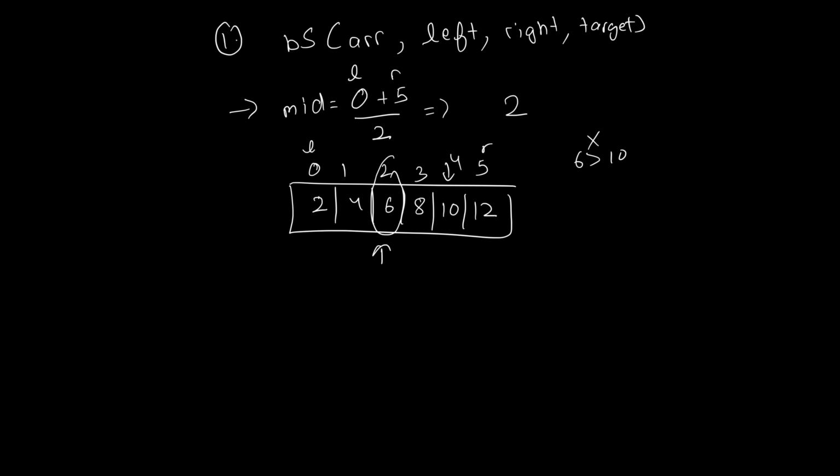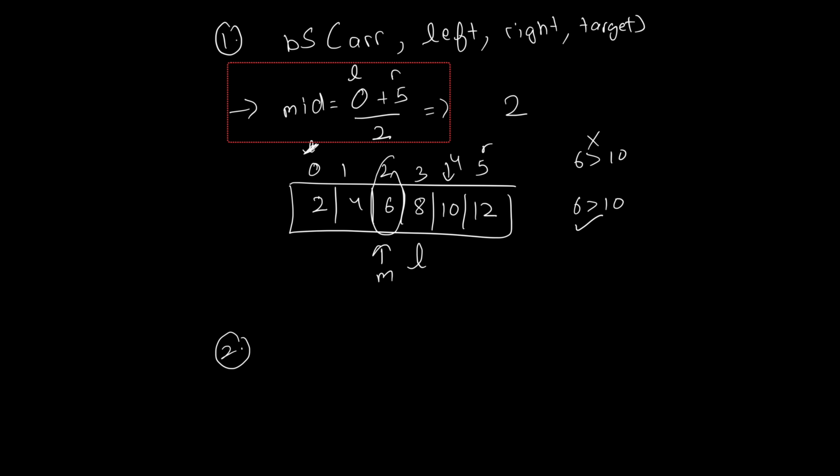Now I go to the third condition, which just says else. That means array at mid is smaller than my target. Array at mid, which is 6, is smaller than the target that I'm looking for. This checks out, so I move my left tracker, which was at mid, all the way over here. So that's the first call.